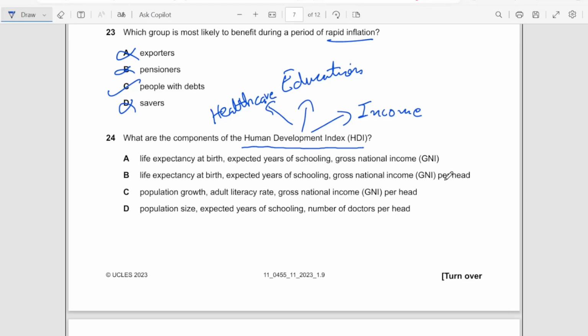So when we talk about income, we can say GDP or GNI per head. When we talk about education, you can say expected years of schooling, and when we talk about healthcare, it's life expectancy at birth. It's not GNI, it's GNI per head. So that part is missing, so this is wrong. This is correct. Population, this is not the case. This is not the case.